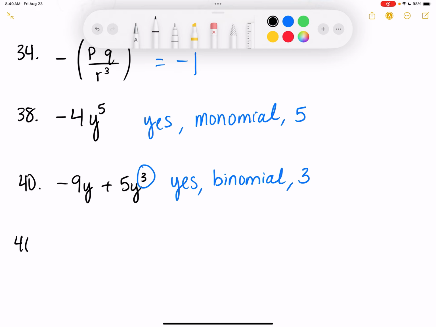46, we have 2/3 t to the 6th plus 3 over t to the 5th plus 1. So, is this a polynomial? Are you sure?